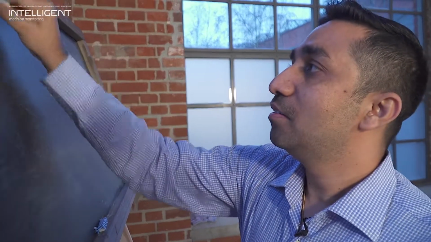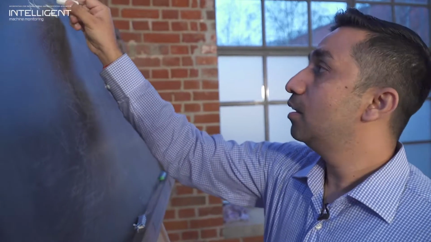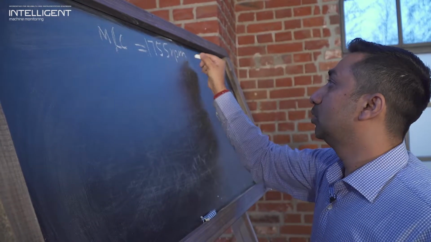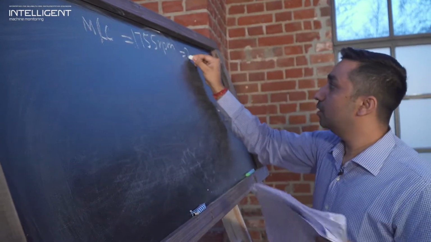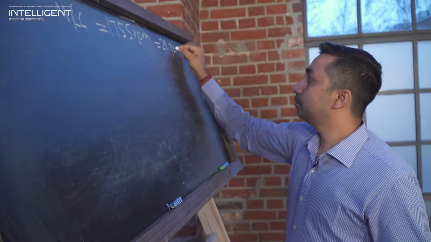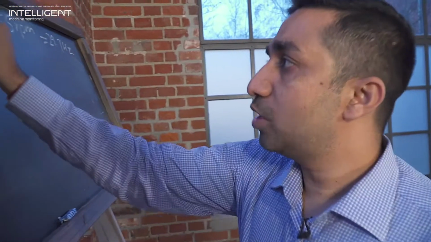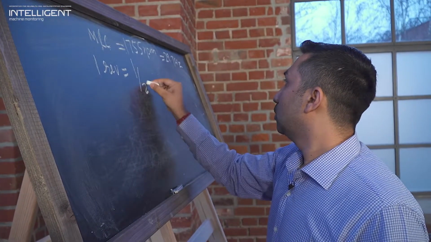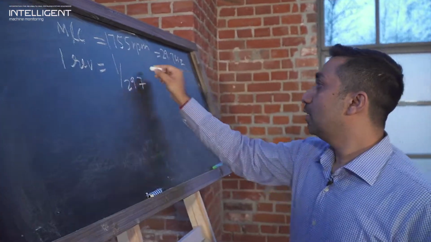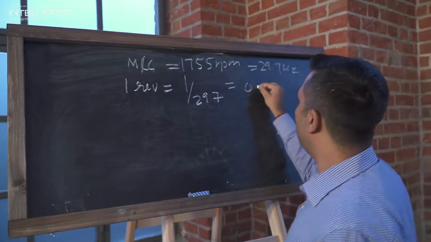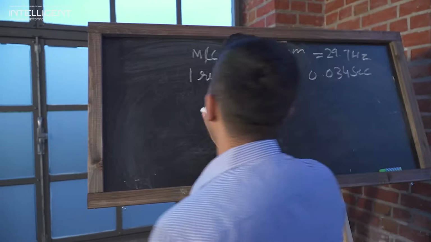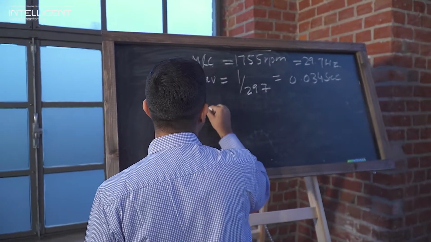Let's have an example. My machine is running at 755 RPM. So it means it's 29.7 hertz. And one rotation, one revolution, would be covered in this much time, 0.034 seconds. As per the rule, what we said, you should capture a minimum of 6 revolutions.